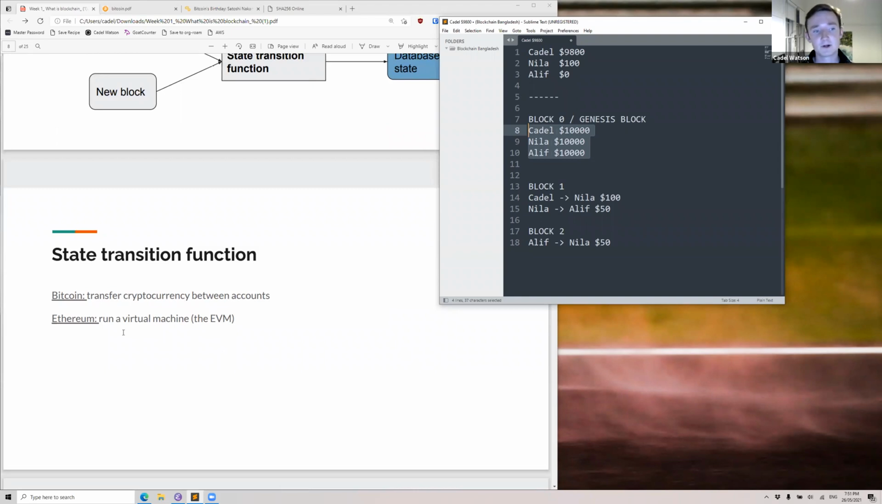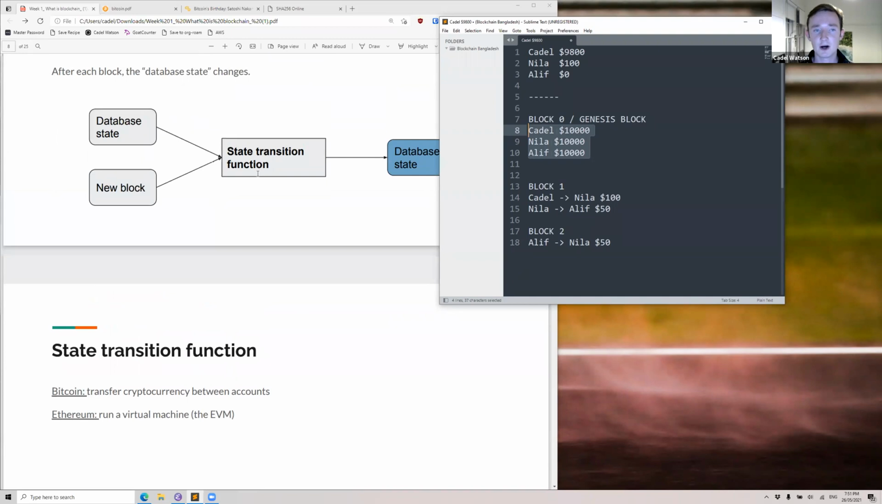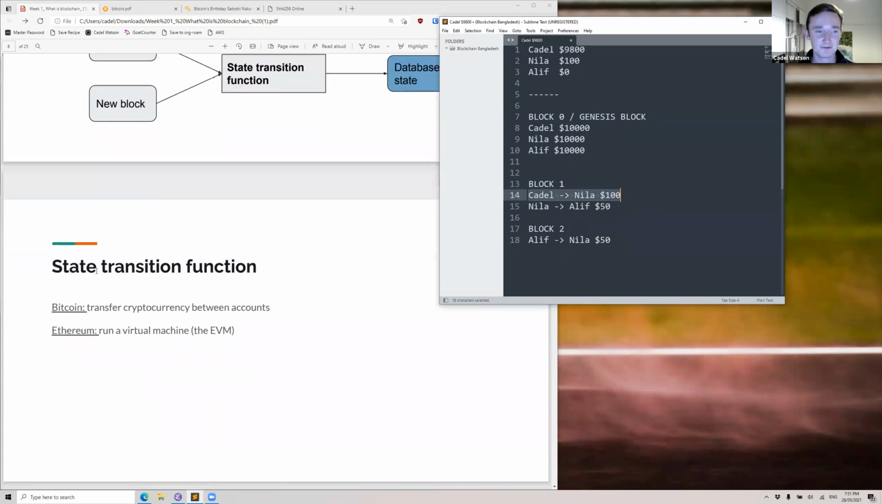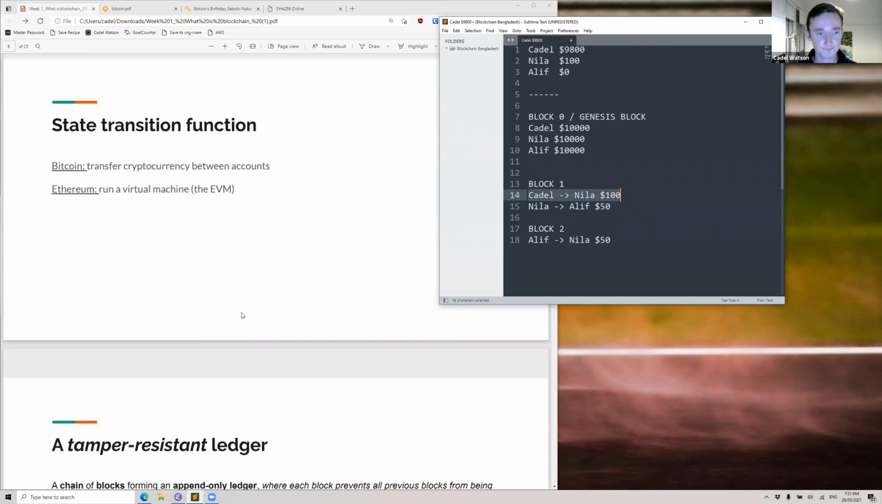But if we look at a blockchain like Ethereum, it can use its state transition function to run a whole virtual computer, where instead of it being transactions between people in these blocks, we have computer instructions written in a programming language, and so on and so on. So there's a bunch of state transition functions. For now, we'll just focus on cryptocurrency because it's quite simple to understand. But that's the general principle.